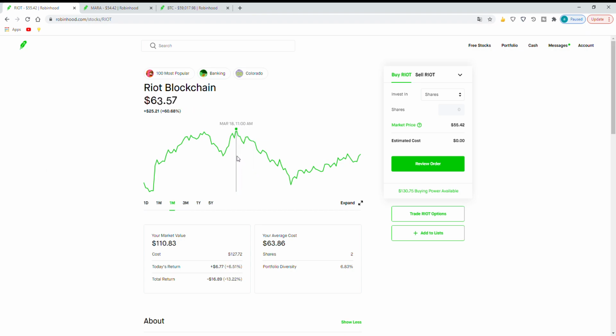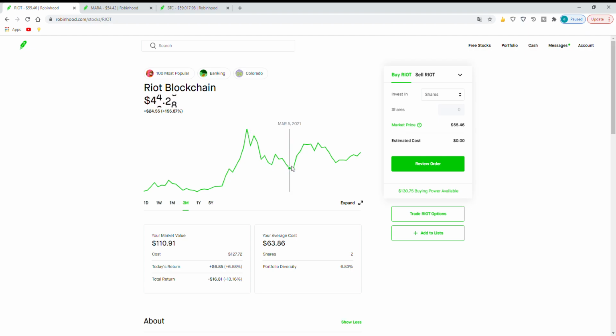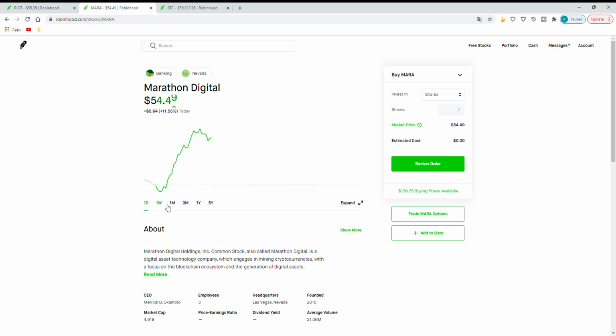And also, Bitcoin is not the only thing that affects RIOT's price. Other things that can affect RIOT's price are massive sell-offs. Go to the 3 months. If we look here, they went up to $80 a share and had a huge sell-off down to under $40 a share. Marathon also did, but I don't think it was as high. And now they're up over what they were before.